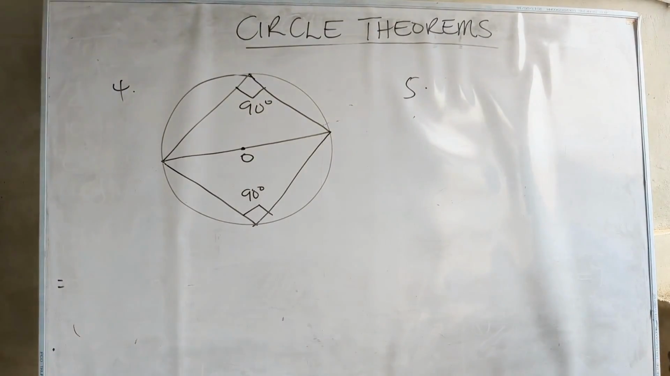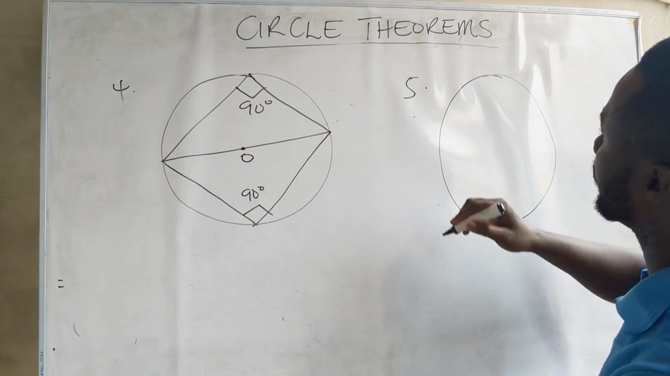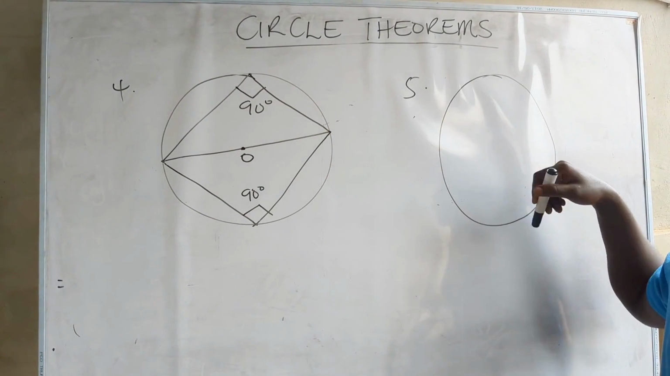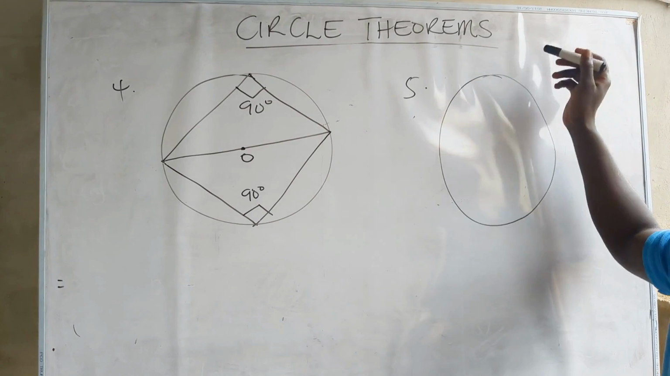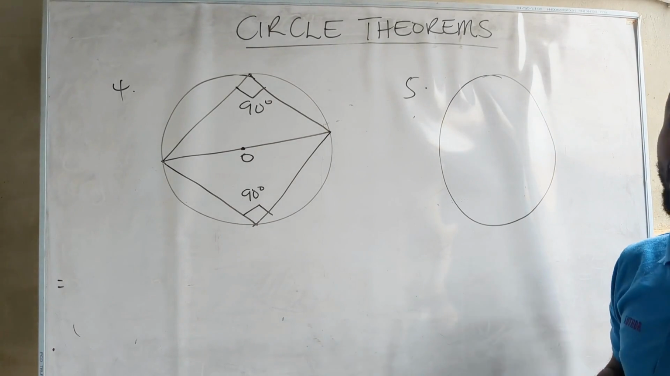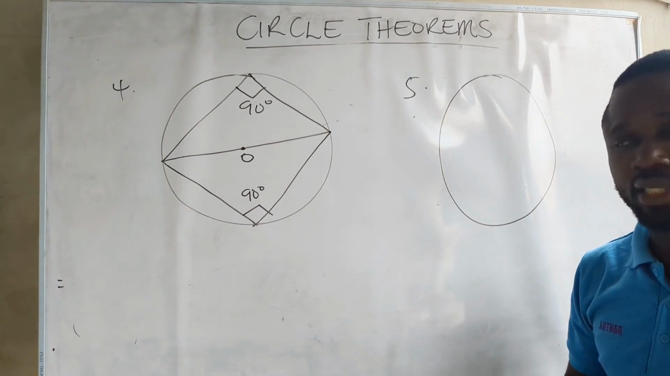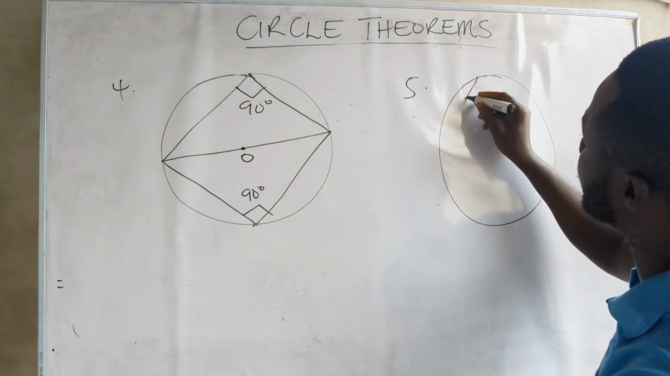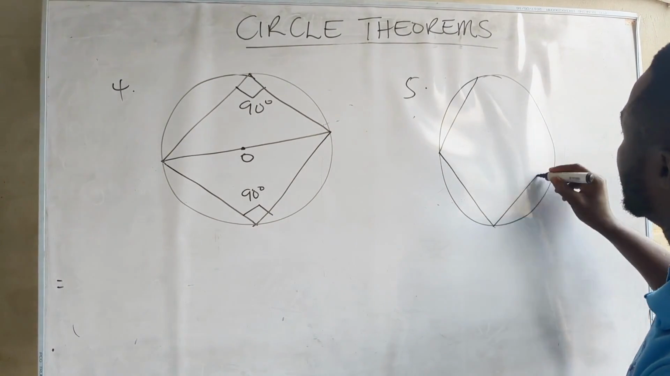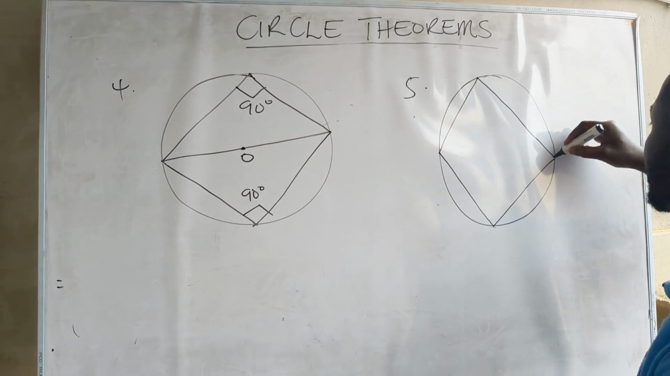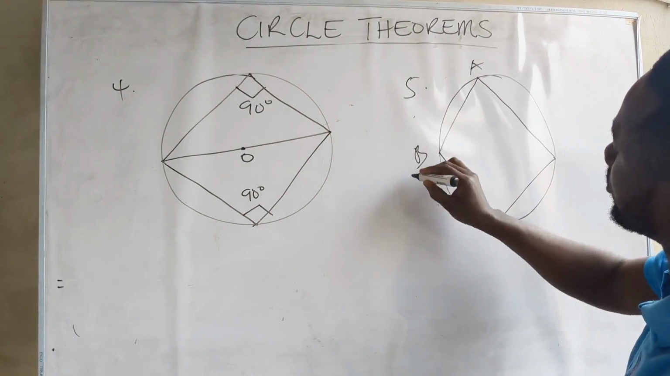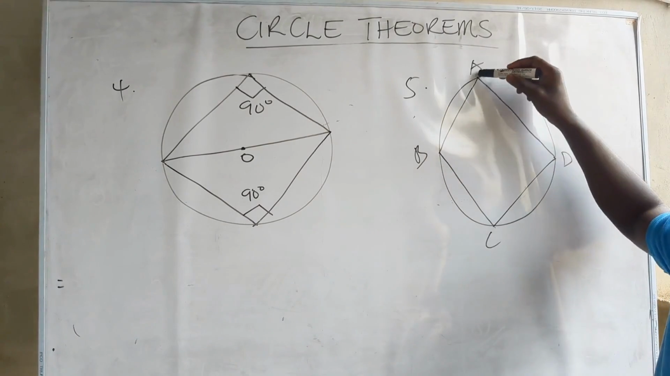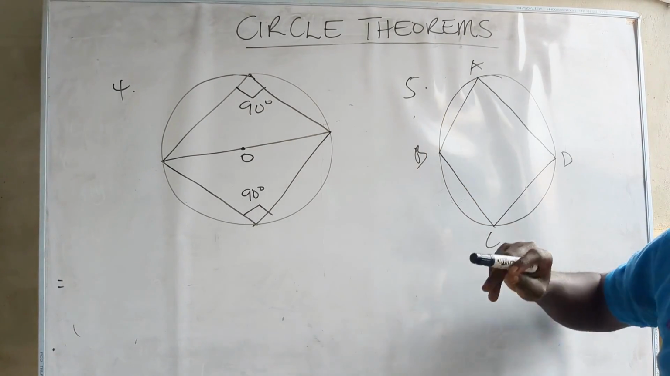Let's see another property. Another property is saying that if I have a circle, and then I have a quadrilateral in the circle, we call it a cyclical quadrilateral or cyclic quadrilateral. That is a quadrilateral that touches the circumference of the circle with all its vertices. So a quadrilateral is a four-sided figure. So like this. Okay, let's say the vertices A, B, C, and let's say D. So this is a cyclic quadrilateral because all its vertices touch the circumference of the circle.